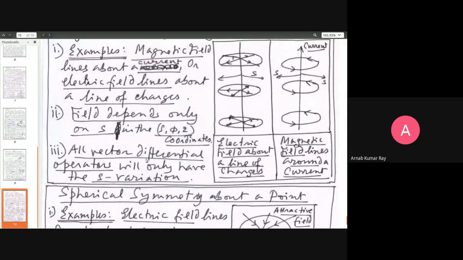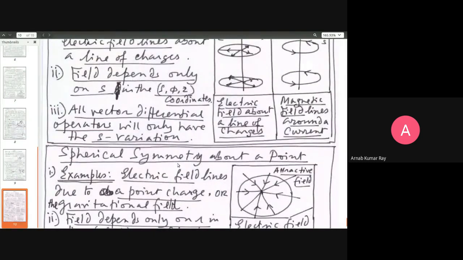And so all vector differential operators will only have the S variation. Suppose you work with the vector differential operator del in the XYZ system. You'll have to work with del del X, del del Y, del del Z. Three variations you have to worry about. But if you judiciously choose a coordinate system where there is only variation with respect to one coordinate, then instead of using partial derivatives, you just have to work with a full derivative. That will make your mathematical task so much easier.